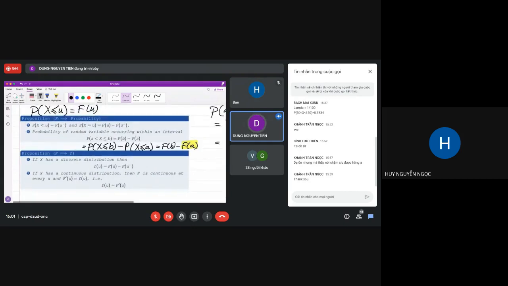If you know the capital F, you can find the probability. If the capital F is given, you can also find the little f by looking at the difference between F(u) and F(u) minus, if x has a discrete distribution. If x has a continuous distribution, then you can find little f by computing the derivative of the capital F. So you get this equation, okay?